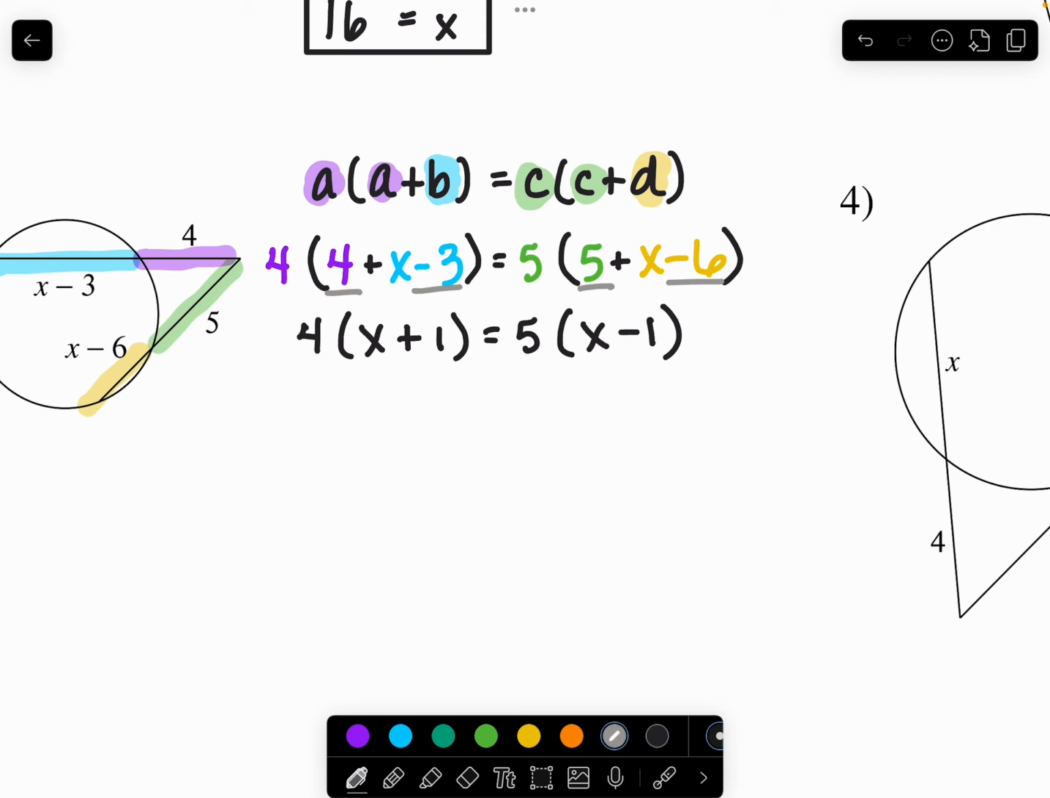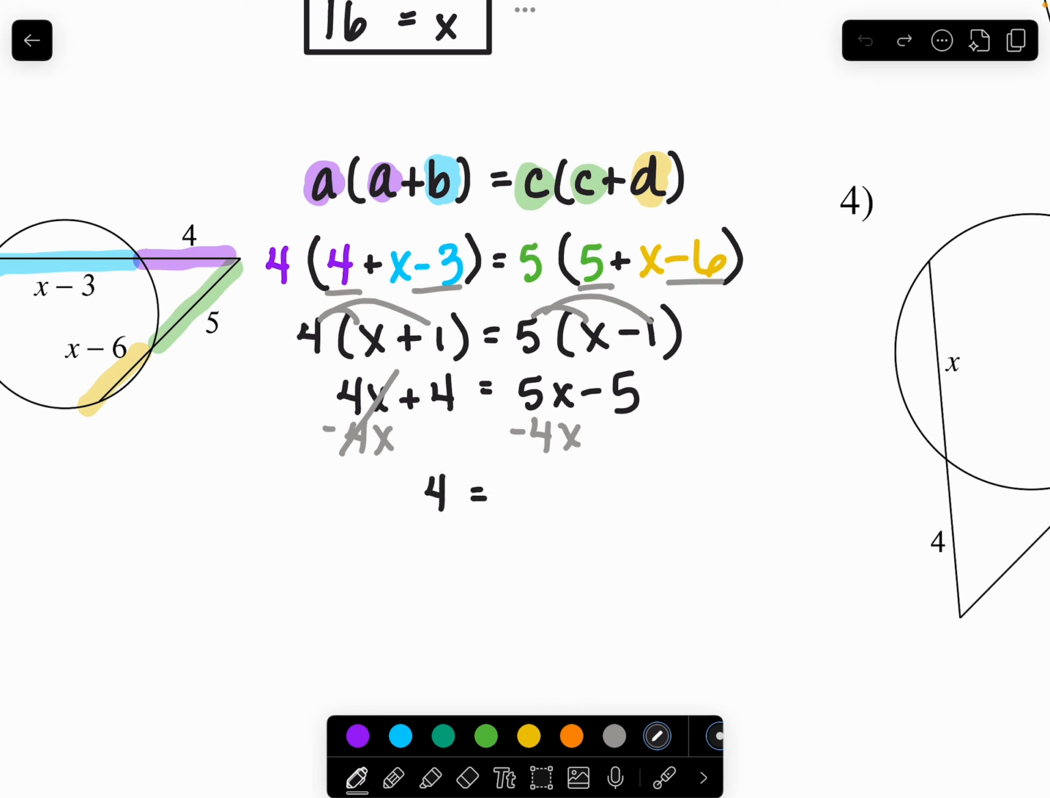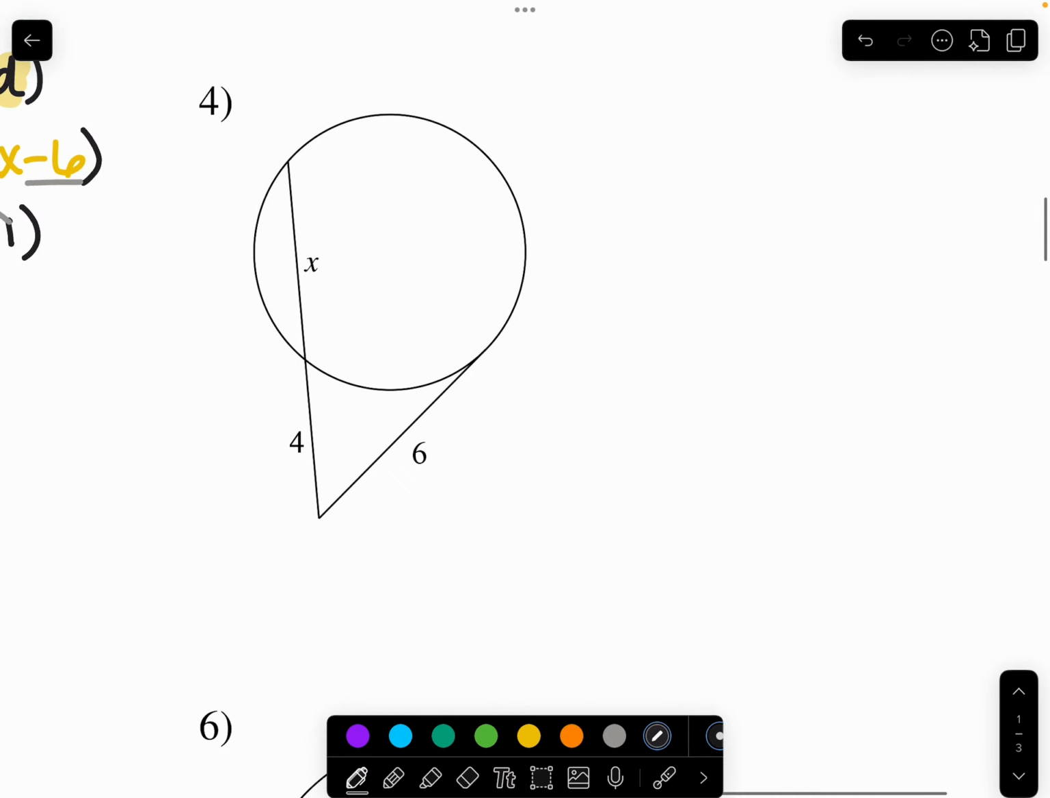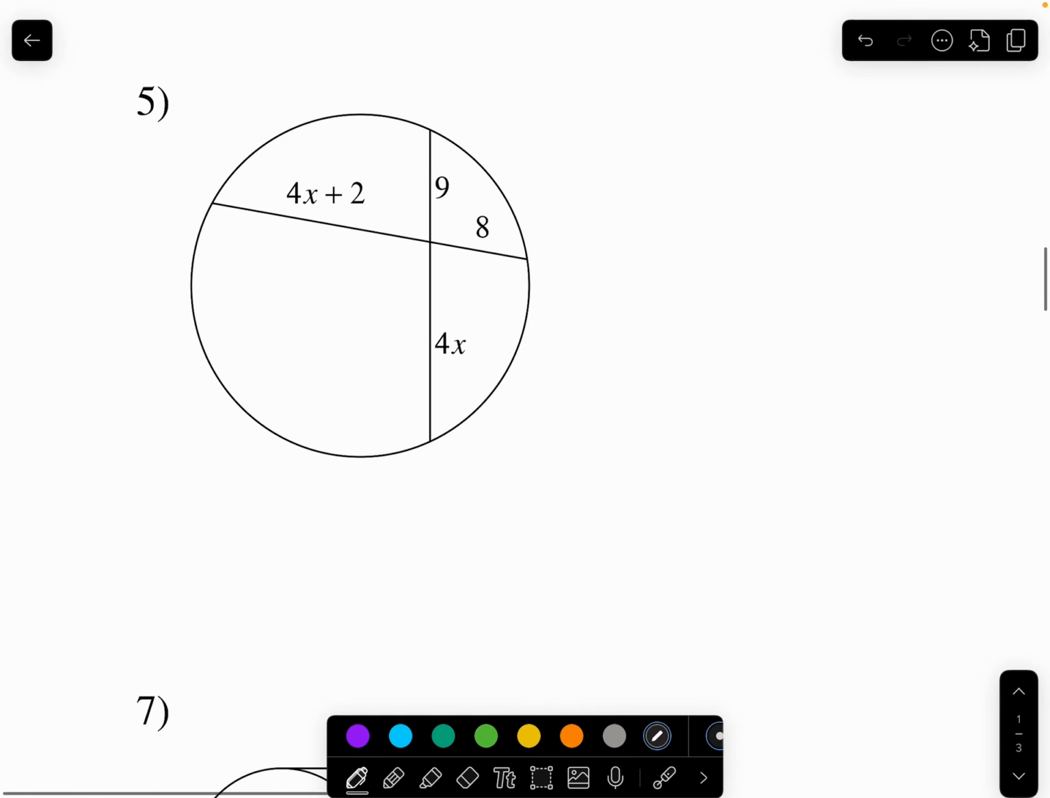Now we're going to distribute. And I'm going to take the x term with the smallest coefficient first. So that's why I'm subtracting the 4x first. So that's just 1x over here. And then I'll just add the 5 to both sides, leaving us with 9 equals x. Go ahead and try number 4. Number 5.